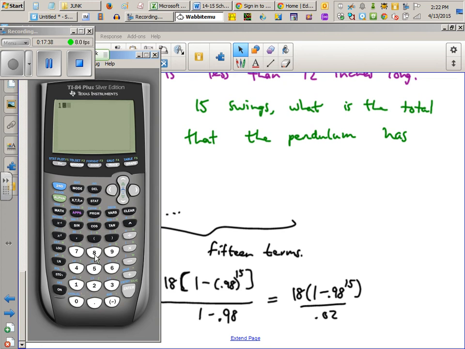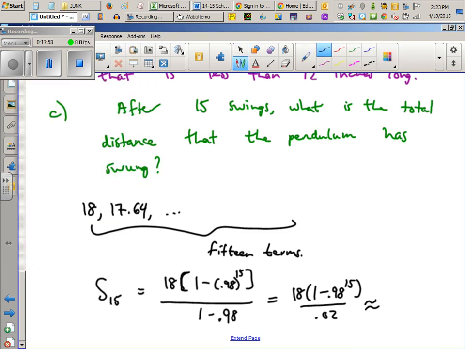I'm going to type 18 times 1 minus 0.98 to the 15th. And I typed that wrong. It should say 1 minus 0.98 to the 15th. And then that's going to get divided by 0.02. So the answer is 235.288. So what does this mean? Well, it's swung back and forth several times, and basically this is how many inches it's traveled in total.